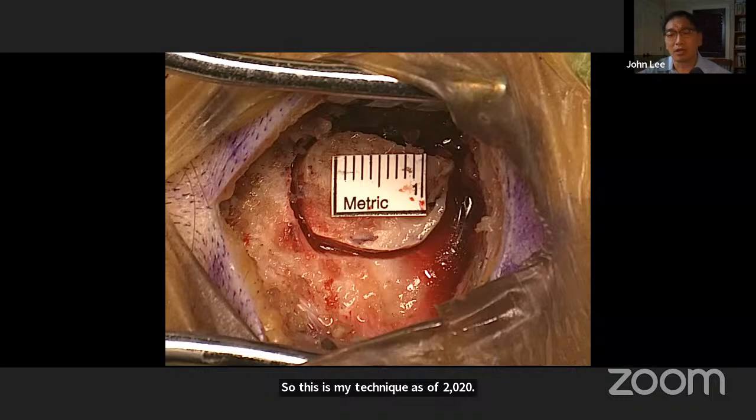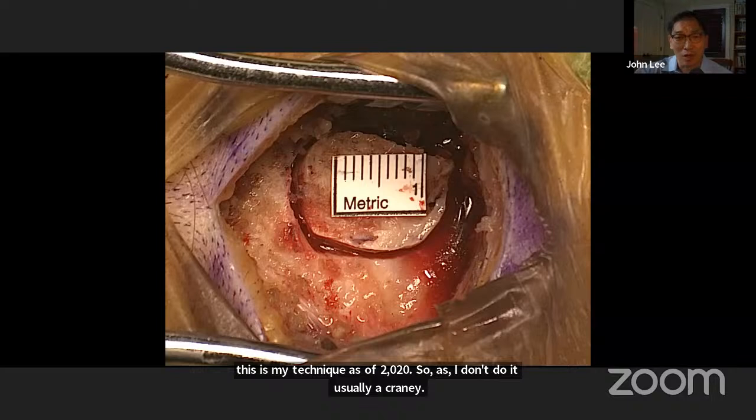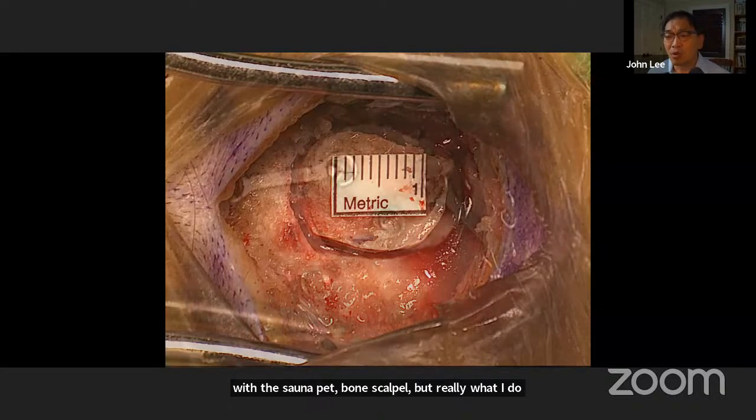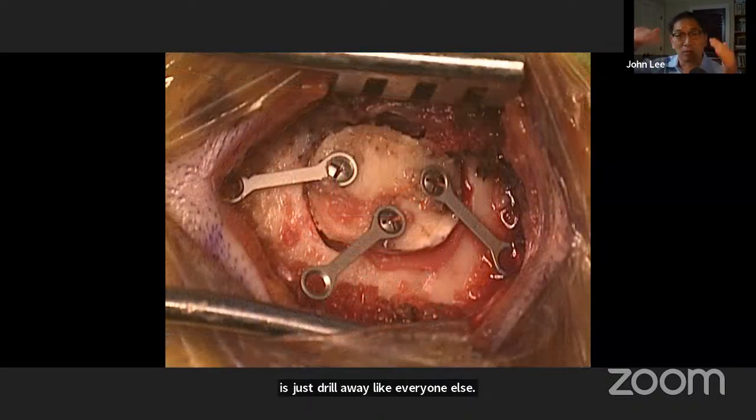I don't usually do a cranial. This takes longer and it's more challenging. So this was with the Sonopet bone scalpel. But really, what I do is just drill away like everyone else. Most important thing, and Dr. Segura talked about this, is to get to that sigmoid transverse junction.